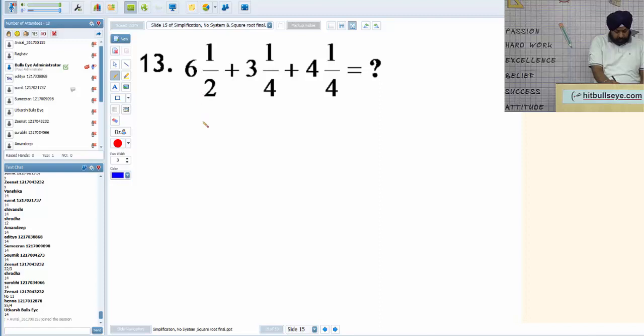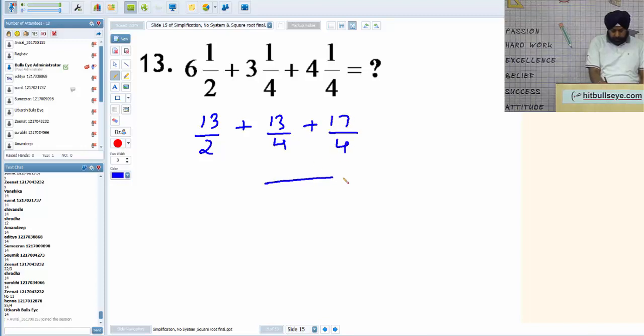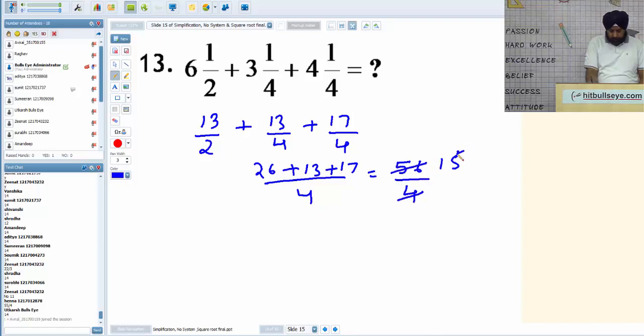Normally students solve it like this. 13 by 2, 3 4 the 12 plus 1, 13 by 4 plus 17 by 4. You take 4 as LCM, 2 to the 26 plus 13 plus 17. So it's 56 by 4, 14. I hope all of you solved it like this. This is the basic way of solving it. So we will not solve like this.